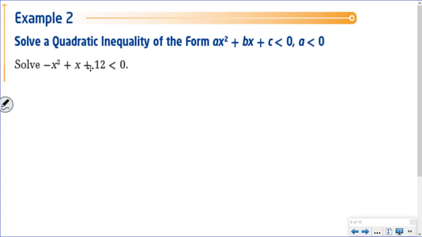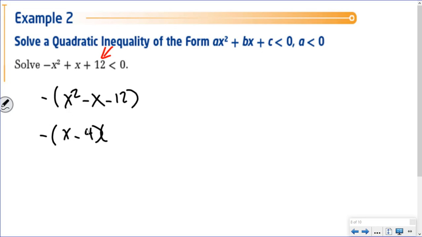So again, to deal with a question like this, let's figure out where the roots are. And to do that, we're going to factor. The first step of factoring is to factor out this negative. So we're going to say negative, and on the outside, x squared minus x minus 12. Now we're looking for two numbers that add to give me -1 and multiply to give me -12. So the negative's still there, and we get x minus 4, x plus 3. So that means I have x-intercepts at 4 and at -3.